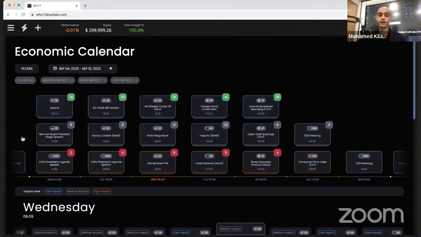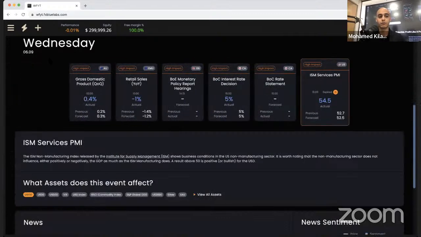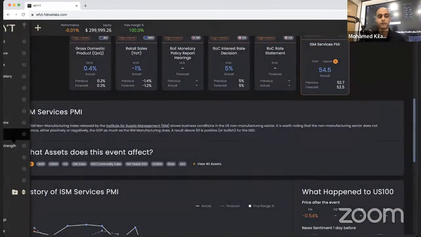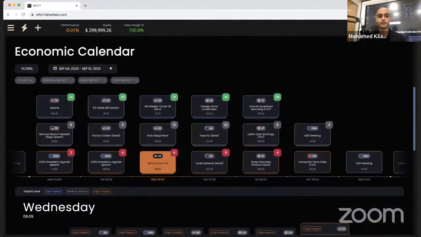For example, today we had the ISM services PMI. What I like about our economic calendar is that if you click on it, you get access to high impact news, medium impact news, and low impact news. You've got 6 high impact news releases for the day, 12 medium impact, as well as 19 for the low impact ones.